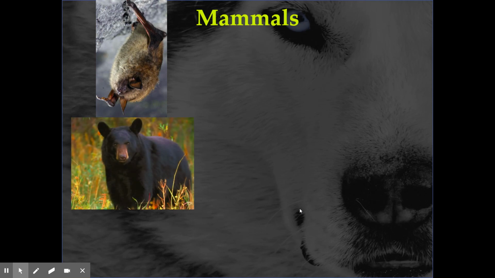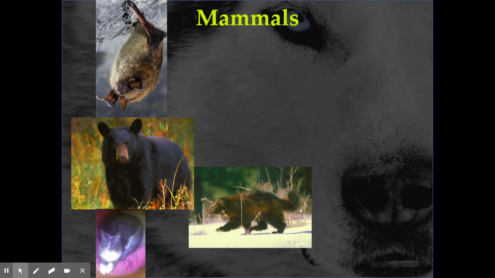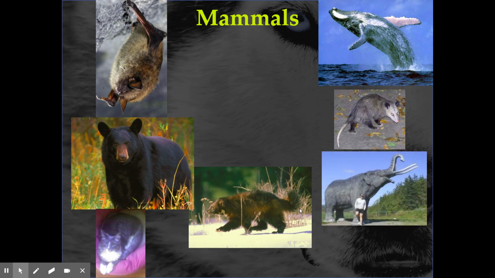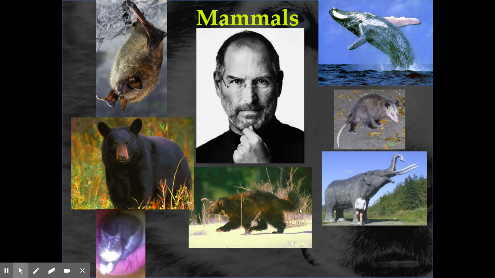So bats are mammals, bears, cats, fishers, wolverines, whales. Whales are mammals, so there are marine mammals. A possum, an elephant, Steve Jobs, well, he was.